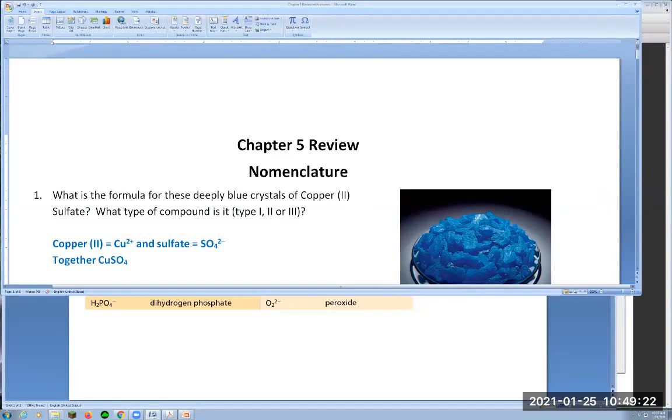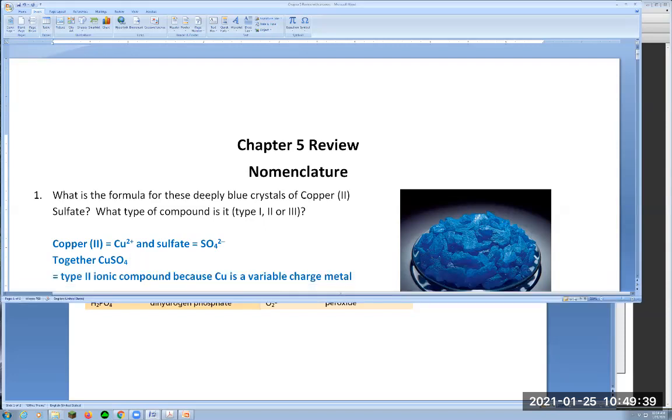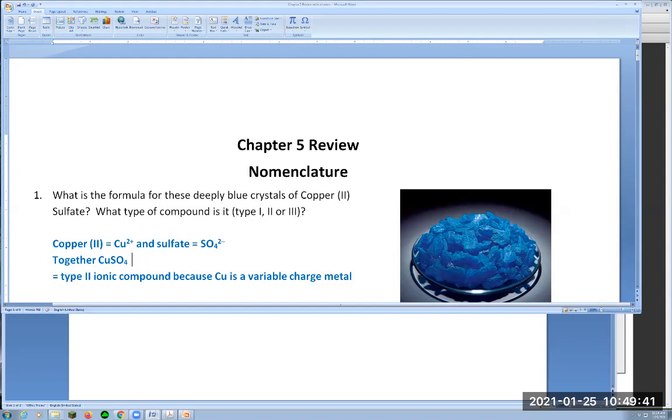Because the principle you're using when you are writing a formula is that you want the formula to be neutral overall, as many positive charges as you have negative charges. So now what type of compound is this? Well, it's a type 2 compound, right? Because copper is a variable charge metal. That's what makes it a type 2 compound. We have a variable charge metal, so we need a Roman numeral.